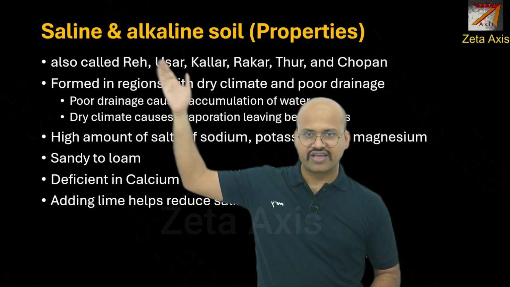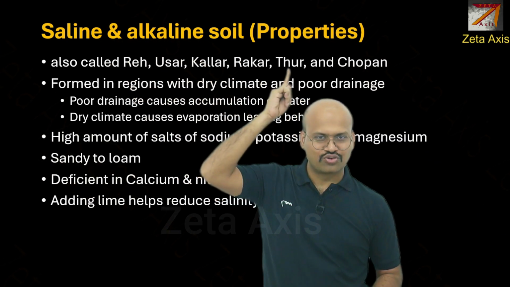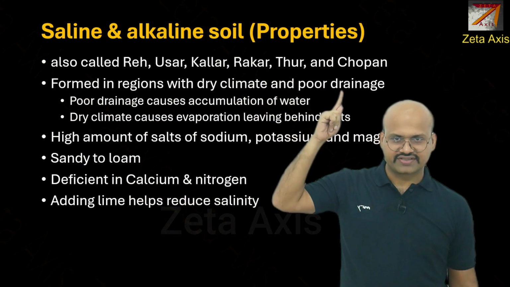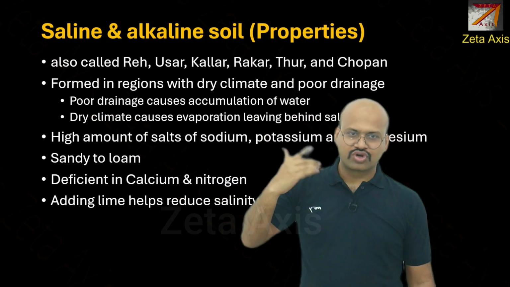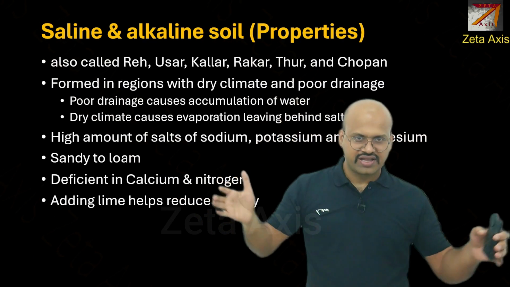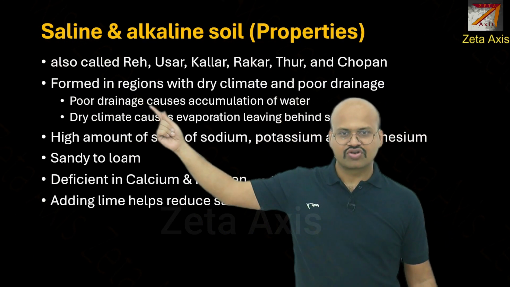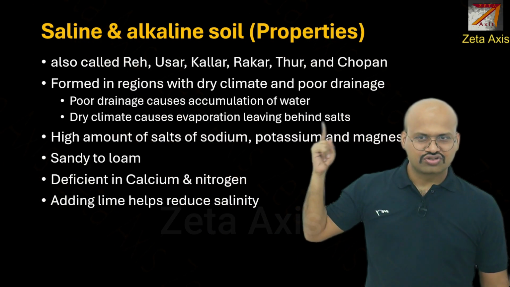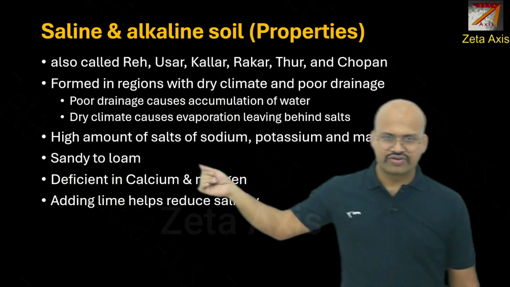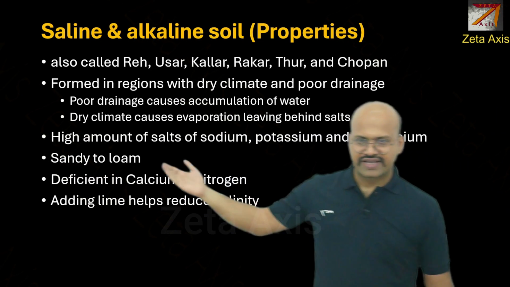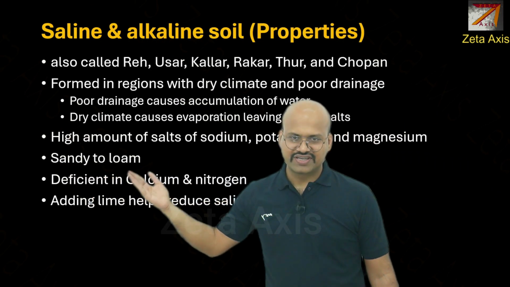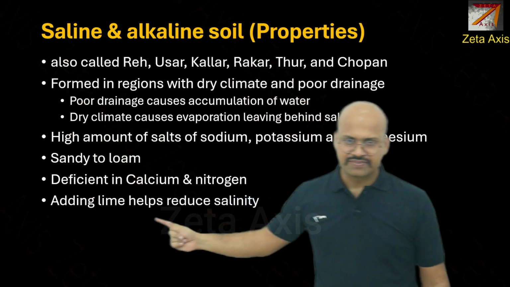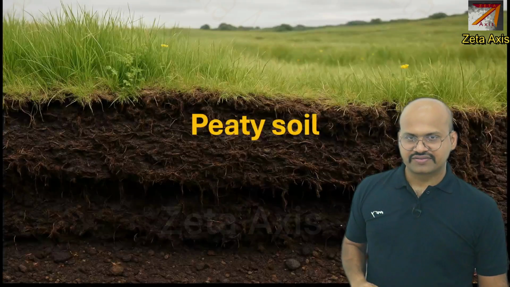They are also called reh, usar, kallar, rakhar, thur, and choped. We have discussed, they are formed in regions with dry climate and poor drainage. Dry climate because of more evaporation, poor drainage because water accumulates. Poor drainage causes accumulation of water, dry climate causes evaporation, leaving behind salts. High amounts of salts of sodium, potassium, and magnesium are found. Texture we have seen, sandy loam, it is deficient in calcium and nitrogen. And adding lime, remember, lime helps reduce salinity.